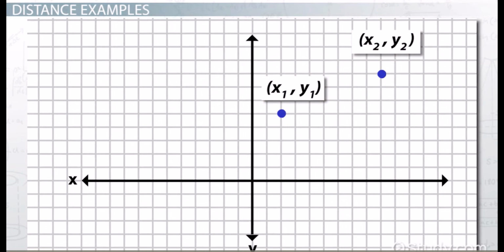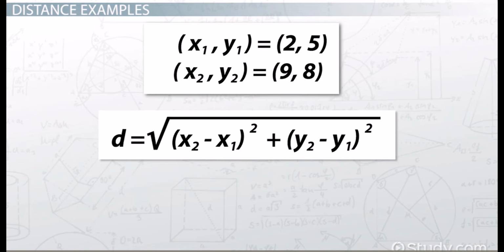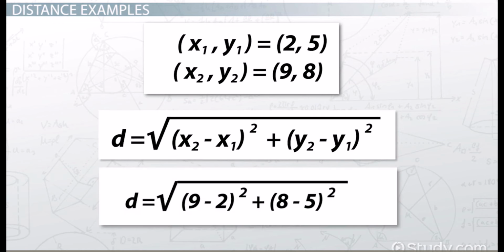Example 1. Find the distance between the given points on this graph, appearing on your screen right now. The coordinates of the 2 points are x1, y1 equals 2, 5, x2, y2 equals 9, 8. To solve this equation, you just need to substitute the numbers into the distance formula that we looked at earlier. From there, all you have to do is simplify.